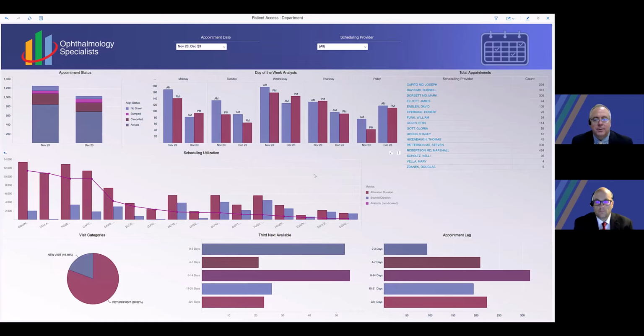And of course, right in the center of the screen here, we have scheduling utilization. What is the available time of the physician versus the booked time of the physician? If we see we have a lot of availability, yet we've got patients waiting, whether it's long appointment lags or long third next available, we may operationally have some issues that we need to smooth out.